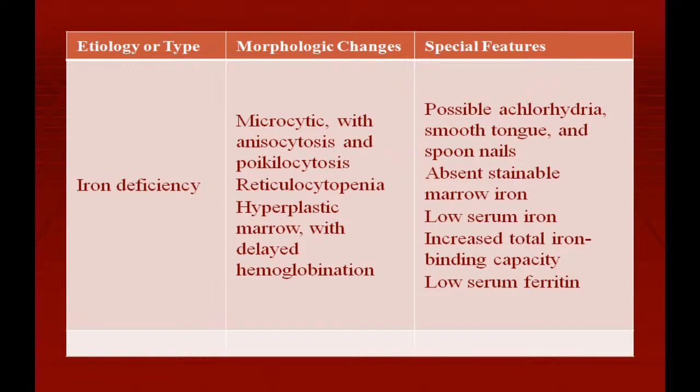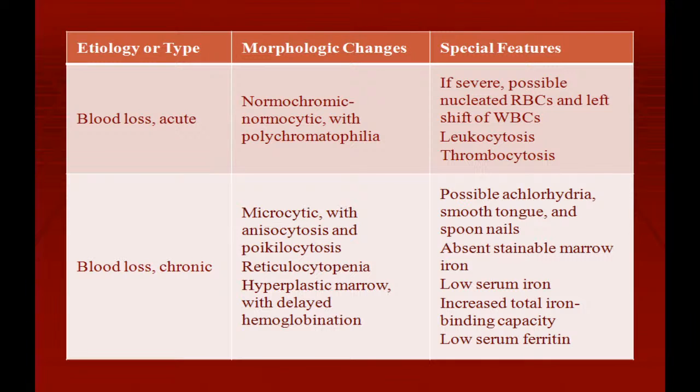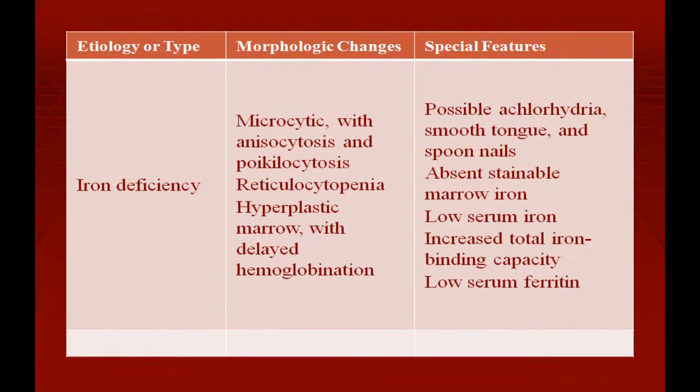Of course, they are very near to each other: blood loss, chronic blood loss, and iron deficiency anemia. So iron deficiency anemia has the same morphological picture and mostly the same conditions and changes in blood indexes as in chronic blood loss anemia.